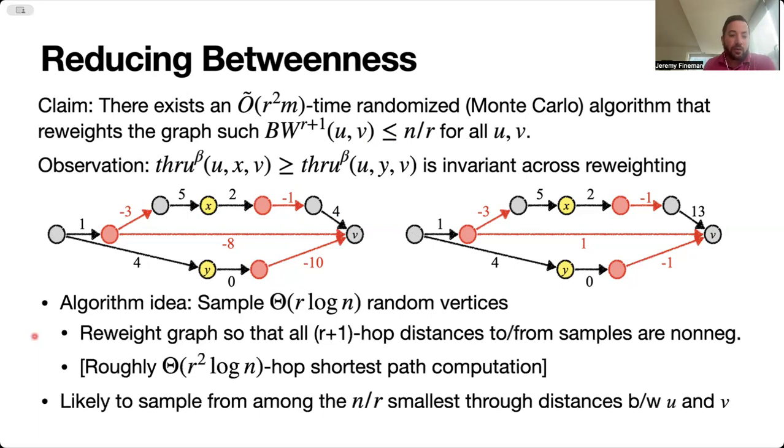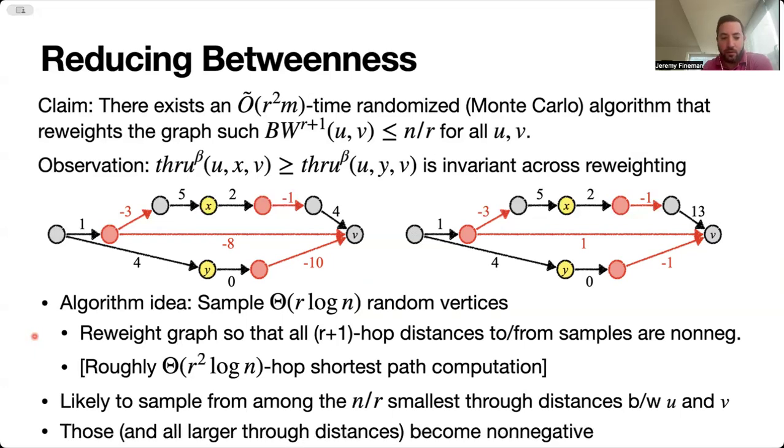But what's the idea here? Well, you're likely to sample from among the n over R smallest through distances between U and V. And as long as you do, those distances by construction, the through distances from a sample become non-negative, as do any through distances that started larger. So the only vertices that can remain between U and V are those that had the smallest through distances in the beginning.